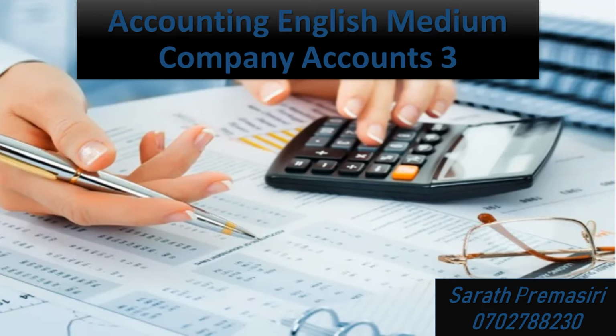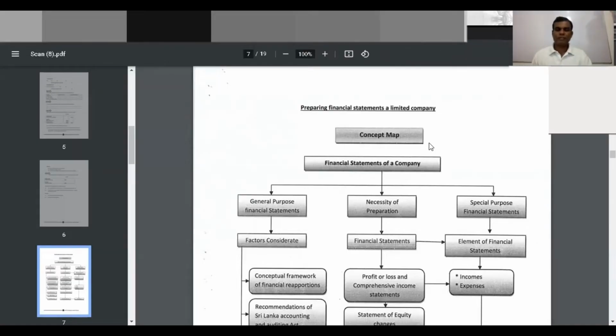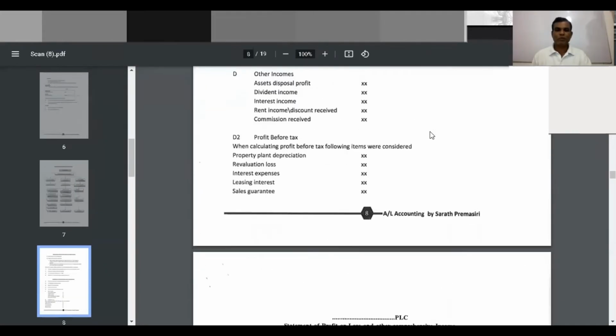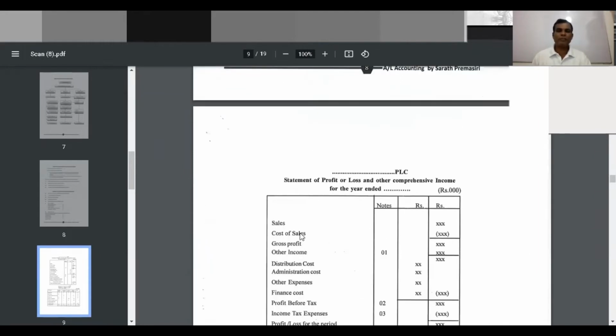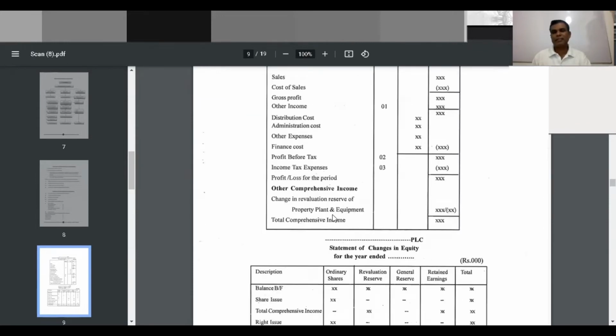So far we have been discussing the comprehensive income statement of a company, so today we are going to discuss that lesson further. We know the format of the comprehensive income statement based on LKAS 1, which is the accepted format, and then some disclosures and workings related to the comprehensive income statement.